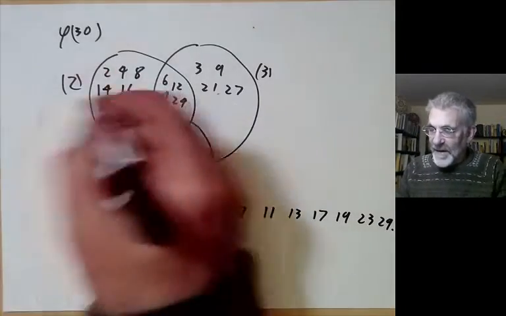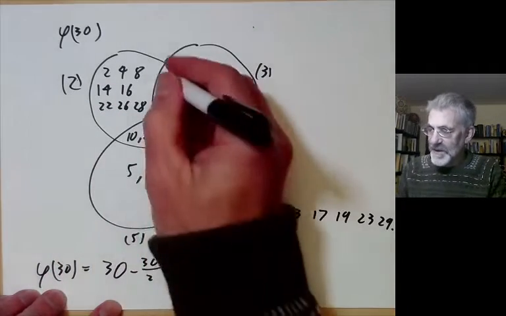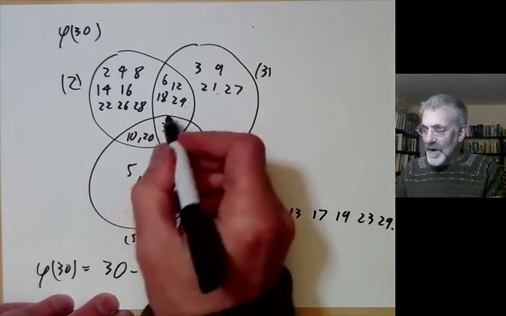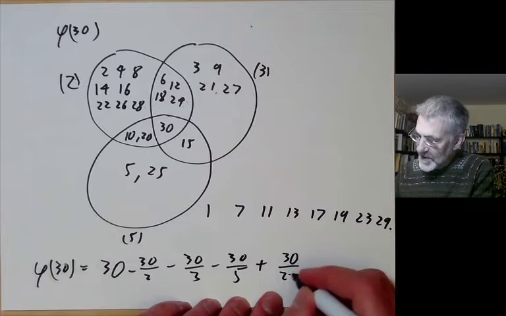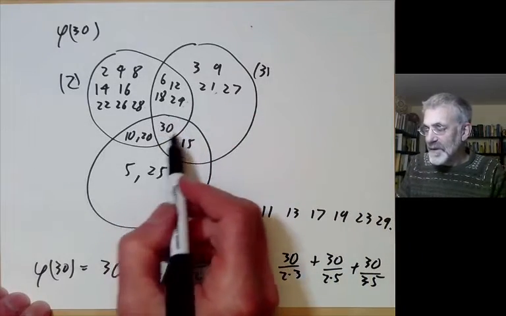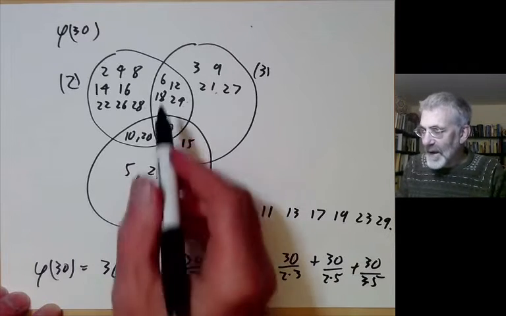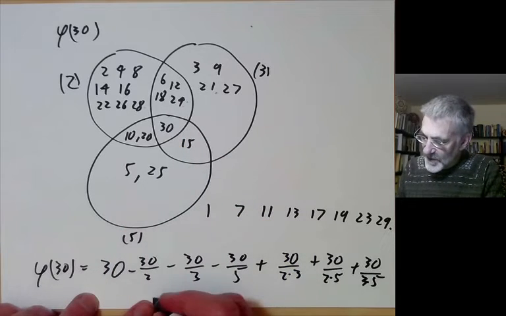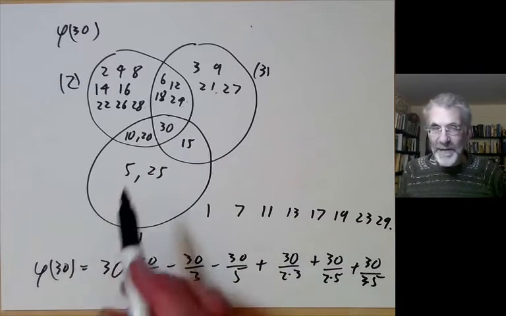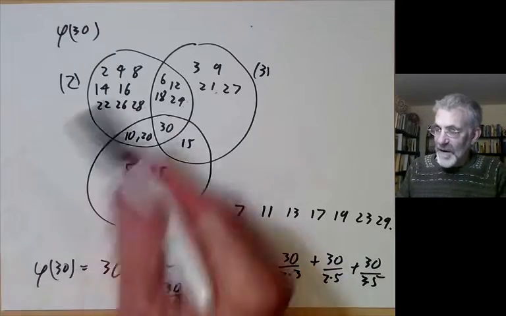So again, we see that phi of 30 is equal to 30, and then we subtract 30 over 2, which are these ones, then we subtract 30 over 3, which are these ones, then we subtract 30 over 5, which are these ones. Then we've thrown away these ones too much, so we have to add in 30 over 2 times 3, and then we have to add in 30 over 2 times 5 plus 30 over 3 times 5. And then we notice that these ones here, we threw them away 3 times, but then we added them back in 3 times, and we should only have added it back in twice. So we have to subtract 30 over 30 to throw away this one again. And the inclusion-exclusion principle works like this when you're counting things with various properties.